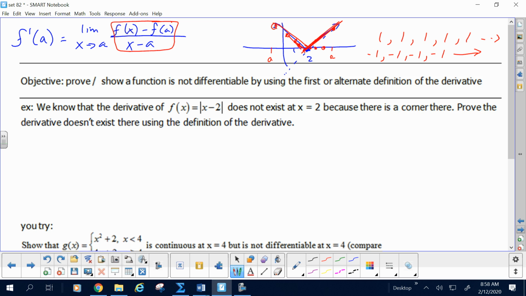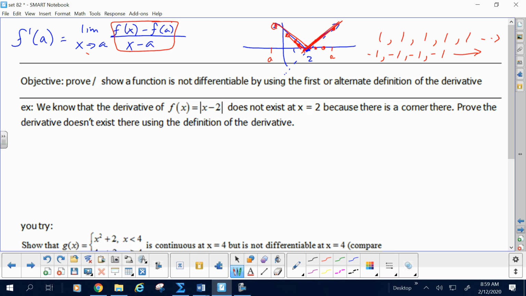Now, doggone it, a derivative is a limit. And if the limit on the left and the limit on the right are totally different, then that limit doesn't exist. Well, if the derivative is the limit and the limit doesn't exist, then the derivative doesn't exist. That's the proof then that you're going to be doing here. It's going to be something like this. We know the derivative doesn't exist at x equals 2 because there's a corner there. Prove the derivative doesn't exist using the definition of the derivative.